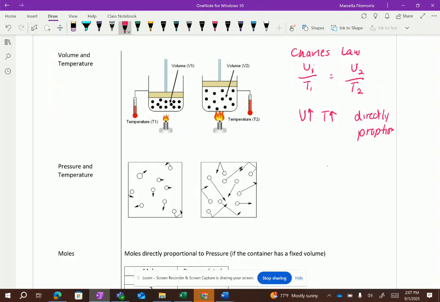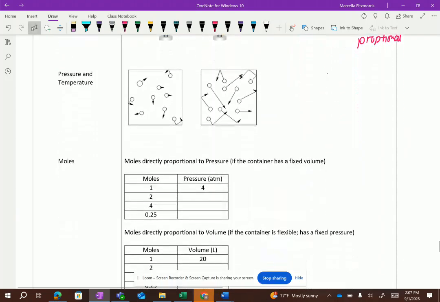For pressure and temperature, we call this Gay-Lussac's law. Now, each of these were named after the people who discovered their realities. This is where pressure 1 over temperature 1 equals pressure 2 over temperature 2. So here, if the pressure increases, the temperature also increases. If one doubles, the other doubles. If one is halved, the other is halved. These also are directly proportional to each other.